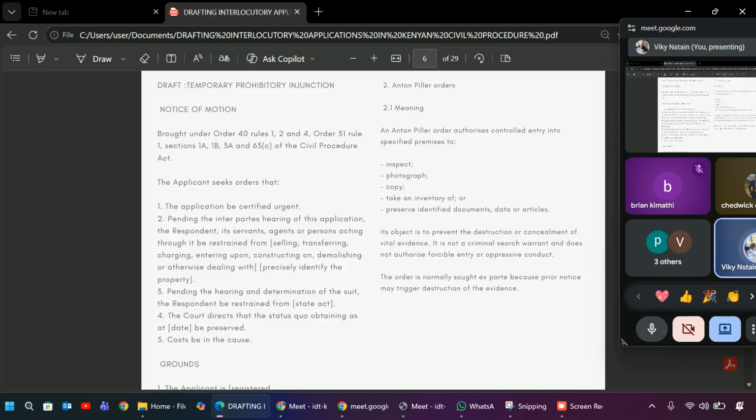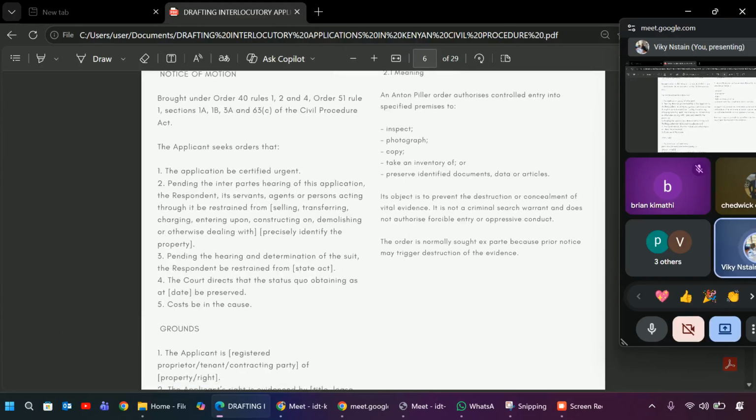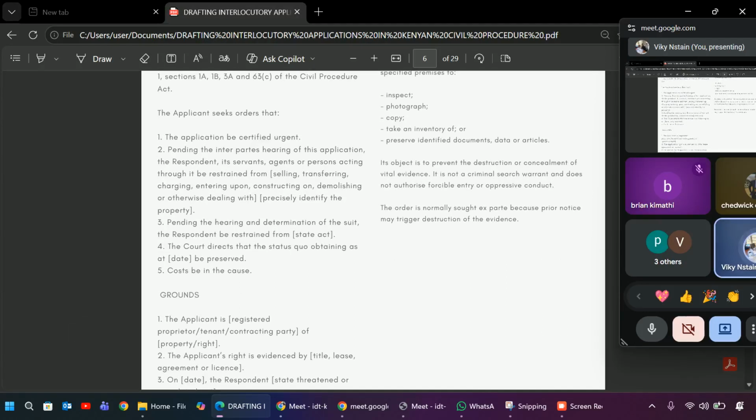So this application is usually brought under Order 40 Rules 1, 2, and 4, and even Order 51 Rule 1, and Sections 1A, 1B, 3A, and 63C of the Civil Procedure Act. So the applicant will be seeking the following orders. These are the orders that the examiner will be looking for: that this application be certified urgent, that pending the inter-parties hearing of this application, the respondent, its servants, agents, or persons acting through it be restrained from doing a certain act.